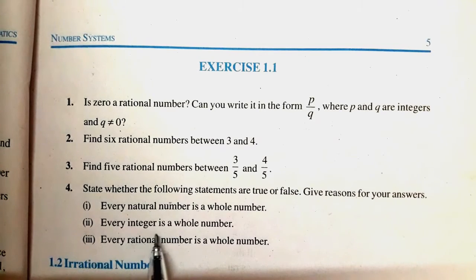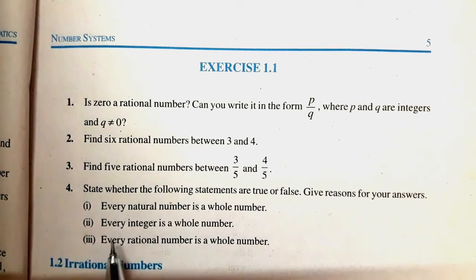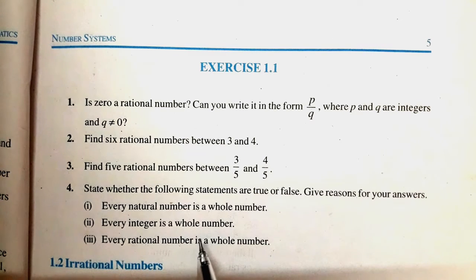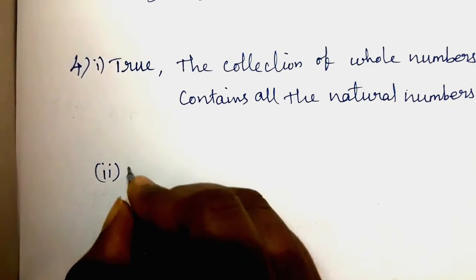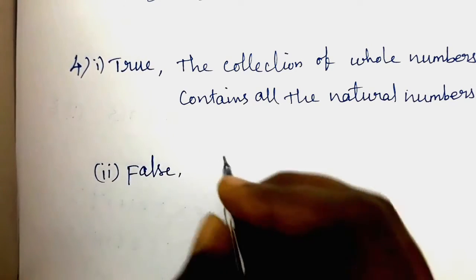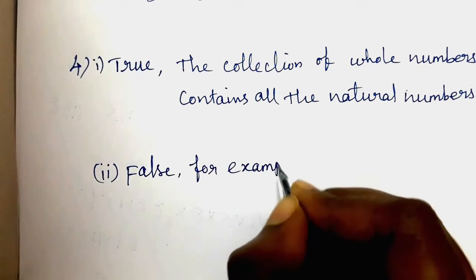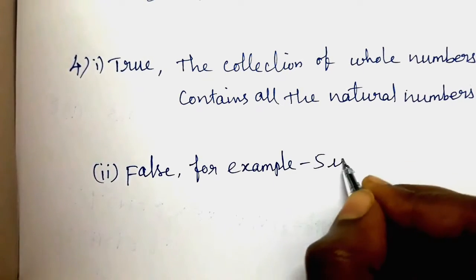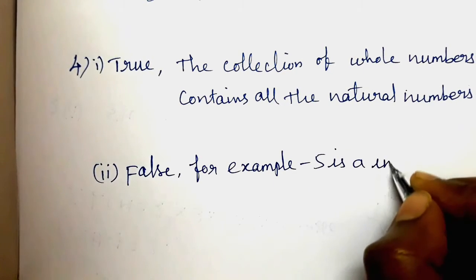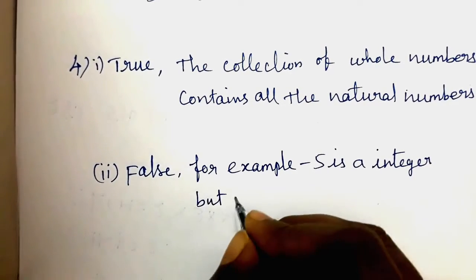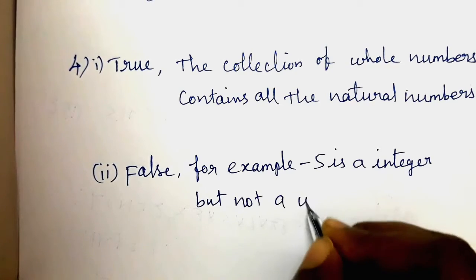Sub-question 2. Every integer is a whole number. No, it is false because every whole number is an integer, but not every integer is a whole number. False. For example, -5 is an integer, but not a whole number.